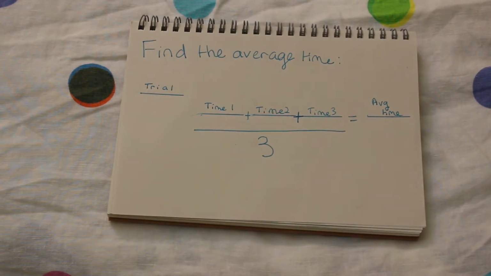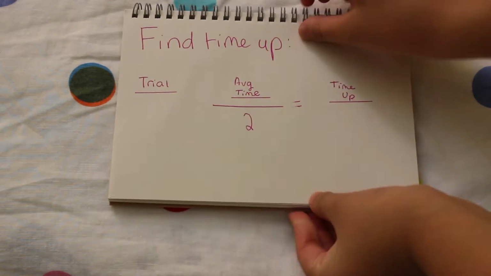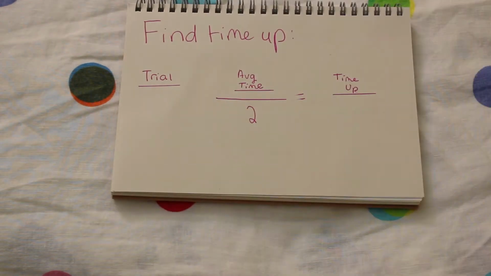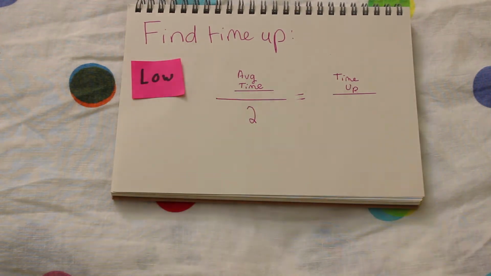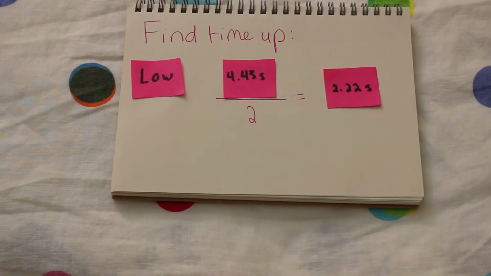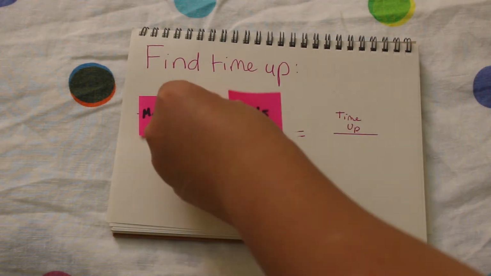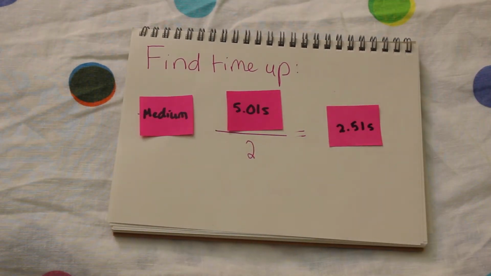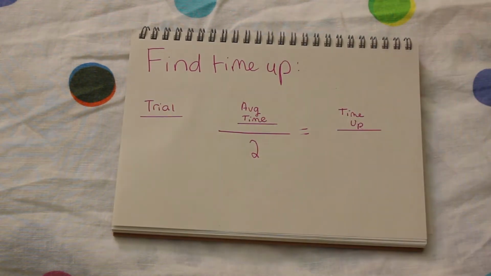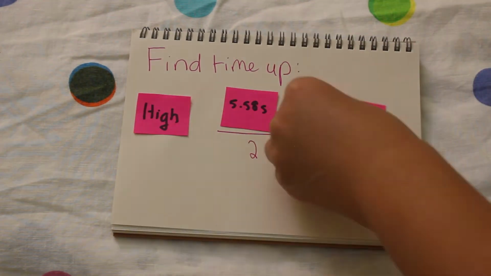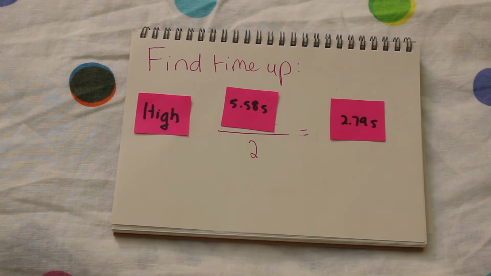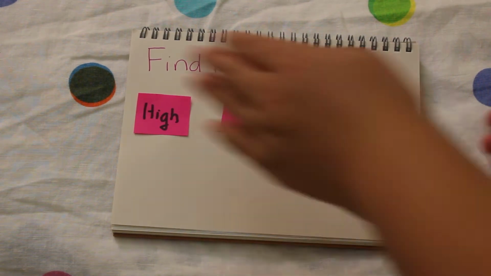Next, we're going to calculate the time it takes to go up. To do this, you're going to take the average time you found earlier for each trial and divide it by 2. For low, the time up will be 2.22 seconds. For medium, the time will be 2.51 seconds. For high, the time will be 2.79 seconds.